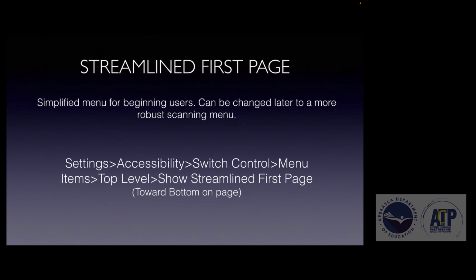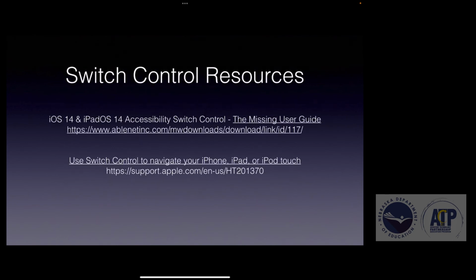The last thing is it automatically takes a streamlined first page that is really set up for beginning users, so it has a limited amount of items you can choose from. If you want to give more menu control or more options for a user, you would go to settings, accessibility, switch control, menu items, top level, and you would turn off show streamlined first page. Okay, and then there's a resource page.